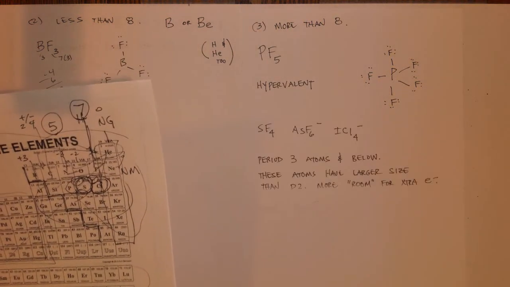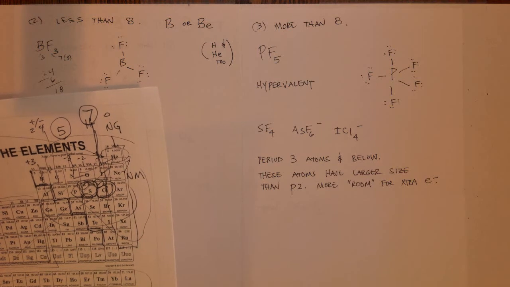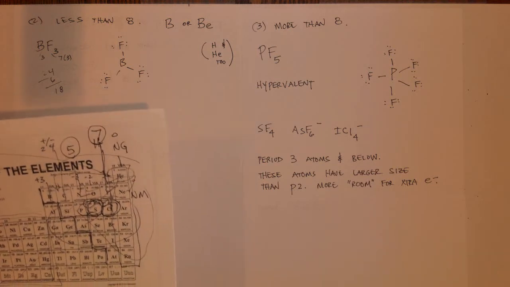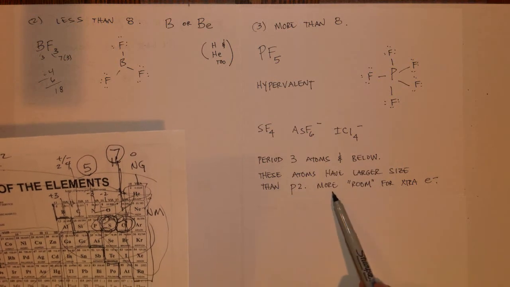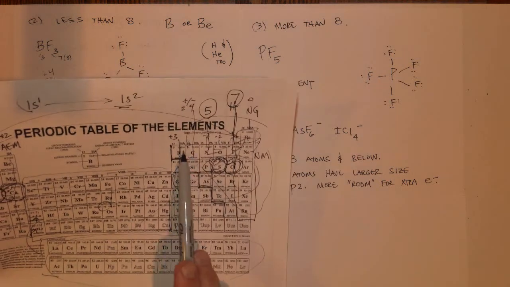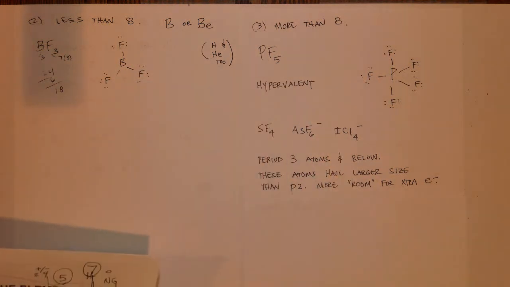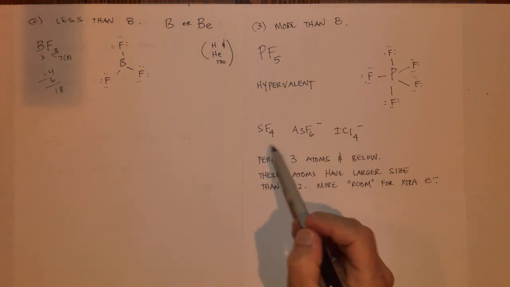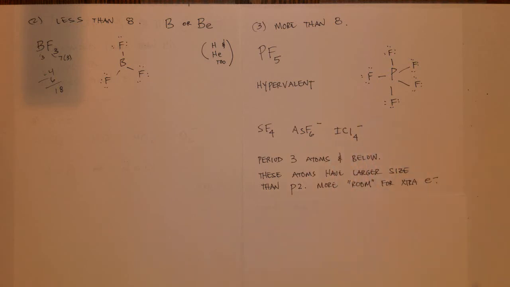Well, it's believed that period 3 atoms and below have a larger size. Well, it's known that they have a larger size than period 2. And since they have the larger size, they have more room for extra electrons. These guys in period 2 right here never, ever will have a hypervalency. They won't ever have an expanded octet. Here are a couple of examples. SF4, AsF6-, ICl4-. Those are ones that end up being hypervalent and having an expanded octet.